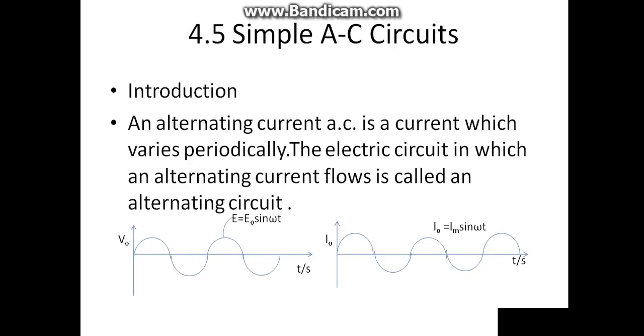E equals E0 sin omega t. I0 equals Im sin omega t. Figure 4.34a is a graph of V against t relationship, and figure b is a graph of I against time relationship.